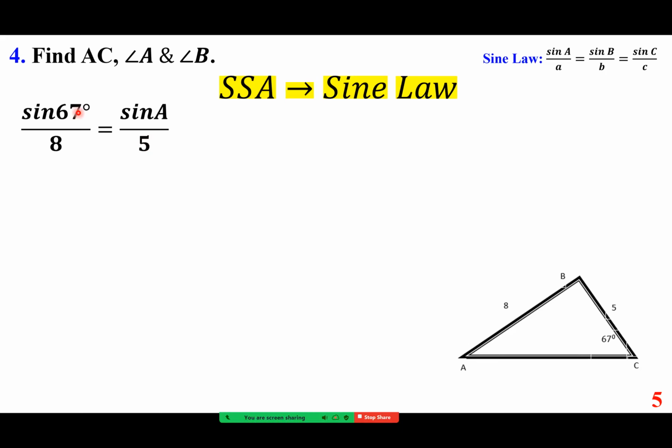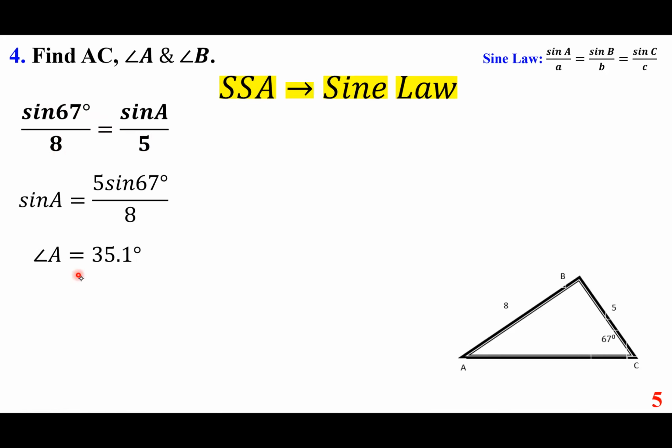Sine A is the product of these two divided by 8. We need to use a calculator to find sine A, and then the inverse function will give us the angle. So you have to put this into a calculator. That gives you an answer. Angle A would be sine inverse of that value.